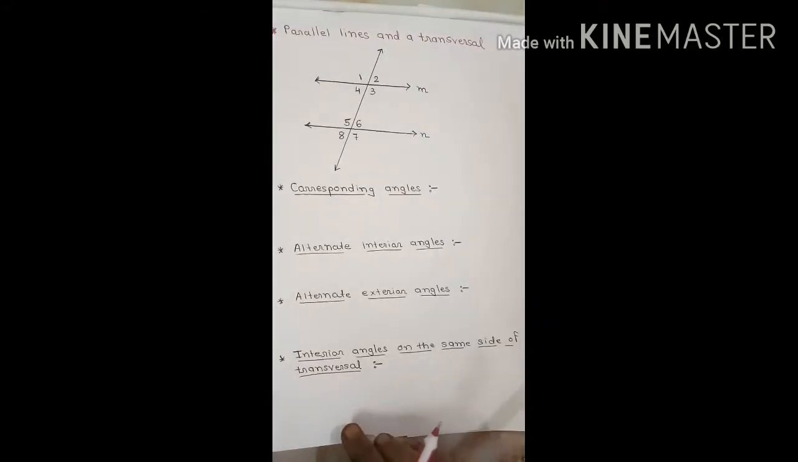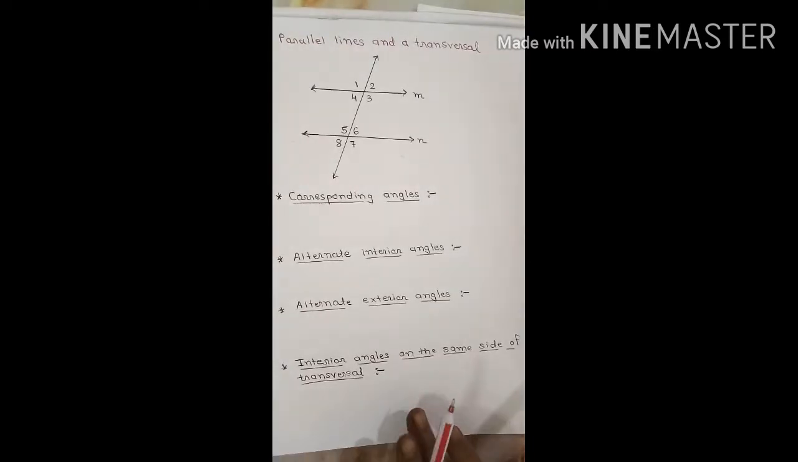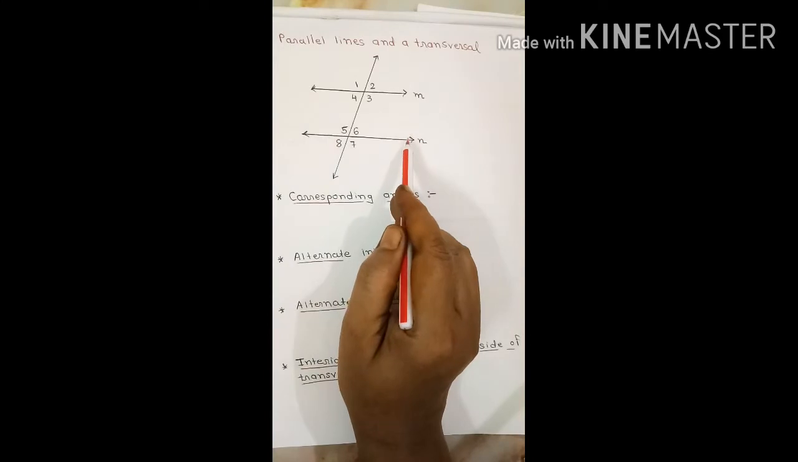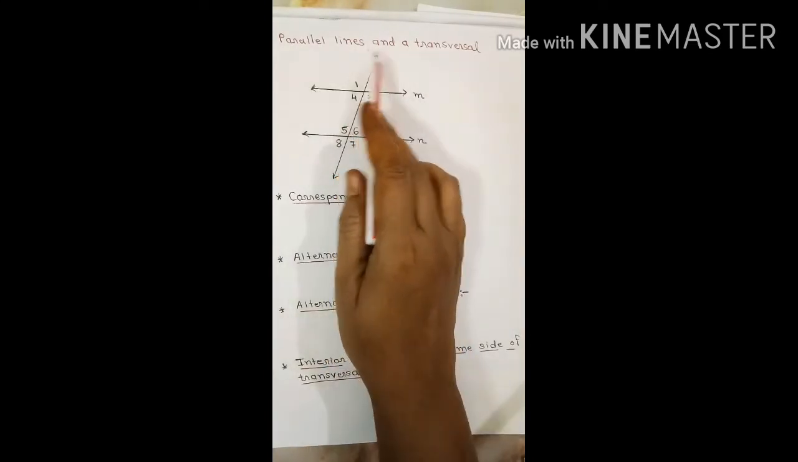Now we are going to learn one very important point of this chapter, that is parallel lines and a transversal. First of all, you already know parallel lines. Two lines which do not intersect each other are called parallel lines.